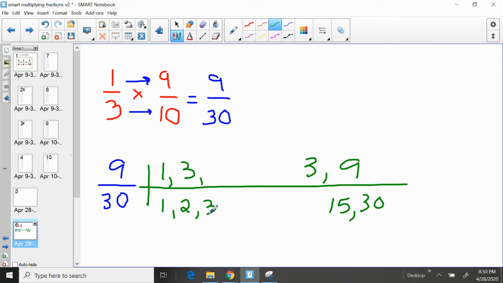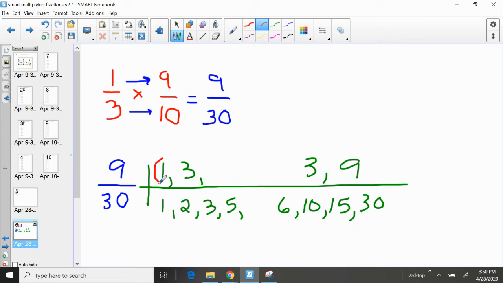Yes. 3 times 10 equals 30. Anything times 4? No. But how about 5? Yes, 5 times 6 equals 30. Then we look at all the factors that they have in common.